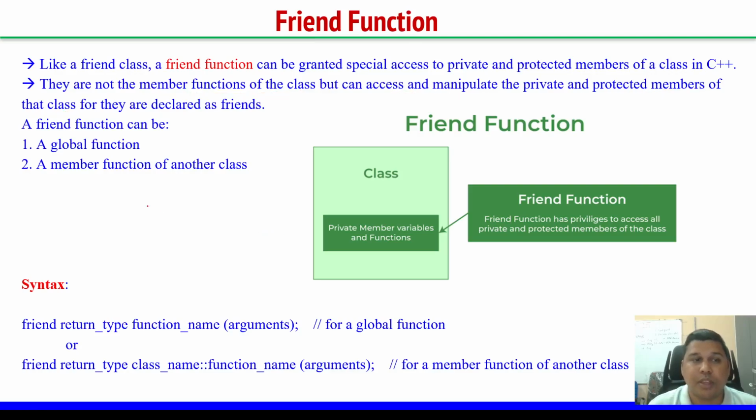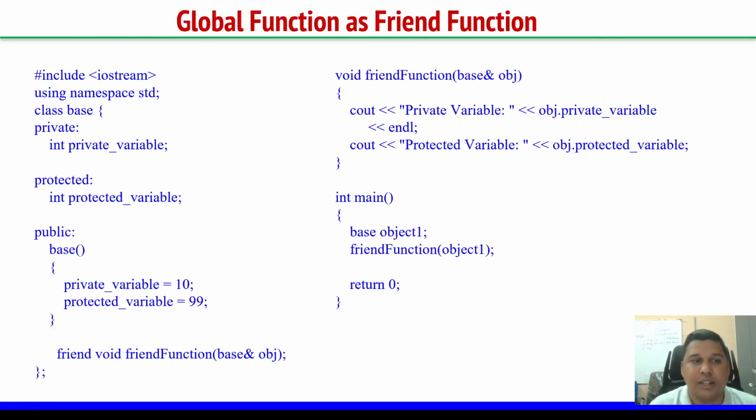There are two ways you can define a friend function: one as a global function, another as a member function of another class. Let's see that. This case you have already seen, and it is very simple. You see, this is a global function.